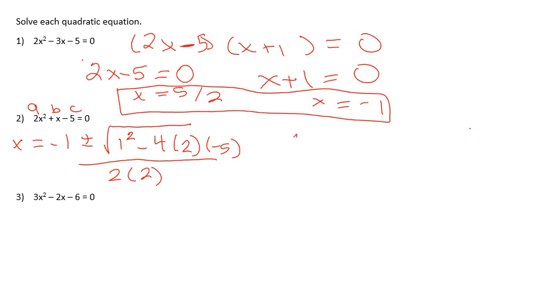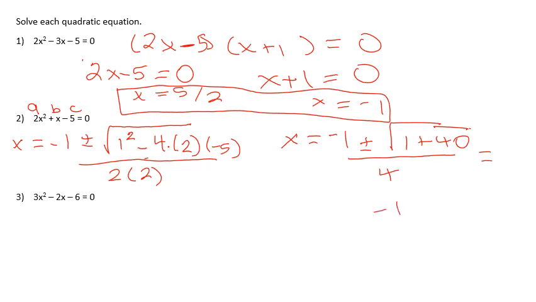And simplify a little bit. x equals negative 1 plus or minus the square root of 1. And then I'm going to think of this as negative 4. So negative 4 times 2 times negative 5 is positive 40, all over 4. Negative 1 plus or minus the square root of 41 over 4. And you may leave it in that form. You don't have to do any simplifying.